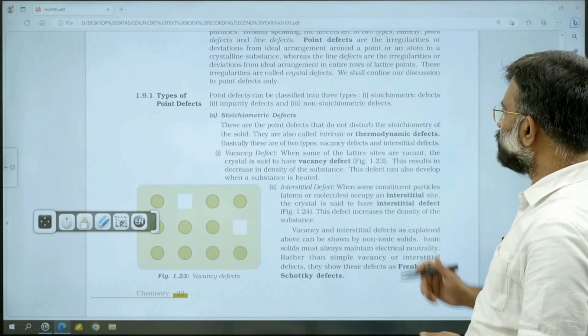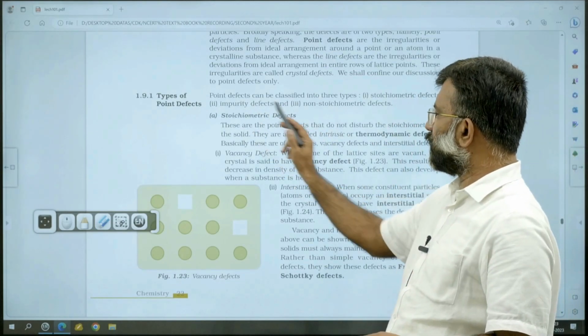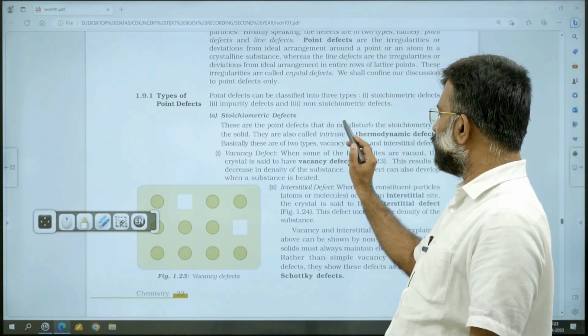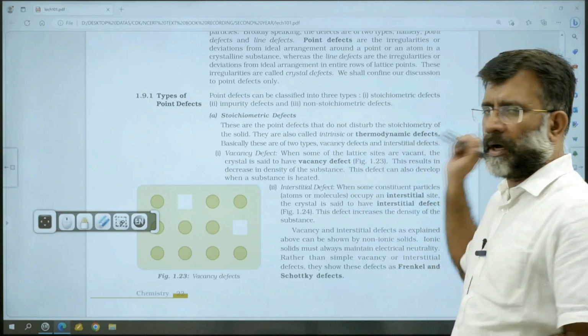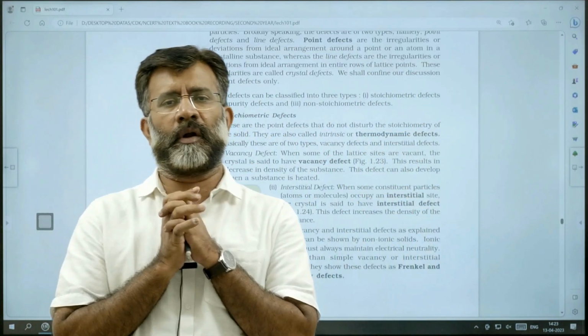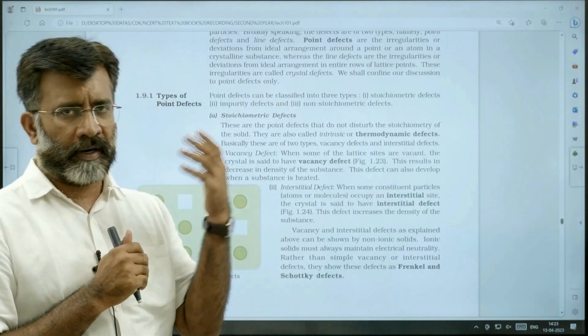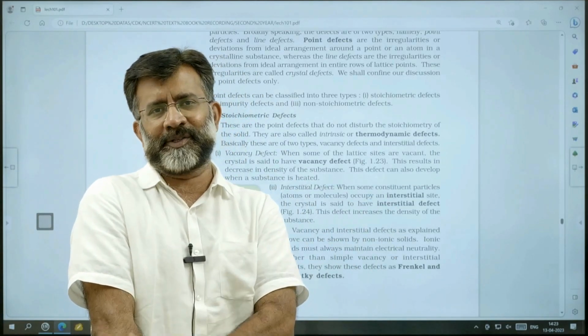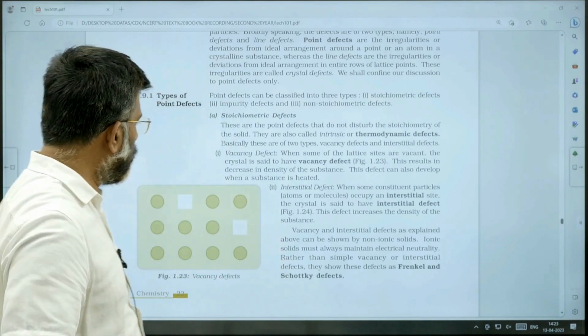Basically three types. Stoichiometric defect, impurity defect, non-stoichiometric defect. What is stoichiometric defect? The one that does not disturb the formula. A crystal defect which does not disturb the formula is called a stoichiometric defect. Then what is non-stoichiometric defect? The one which disturbs the formula is called a non-stoichiometric defect. Right? Let's have a look at various defects.